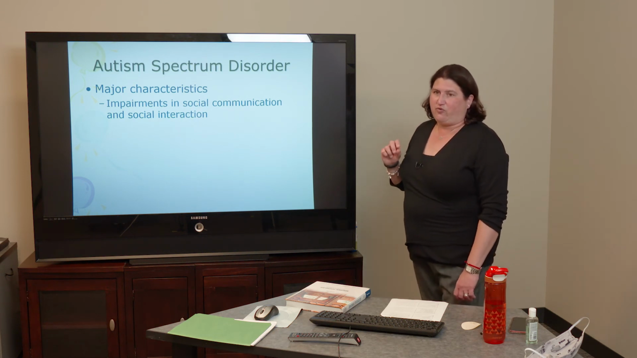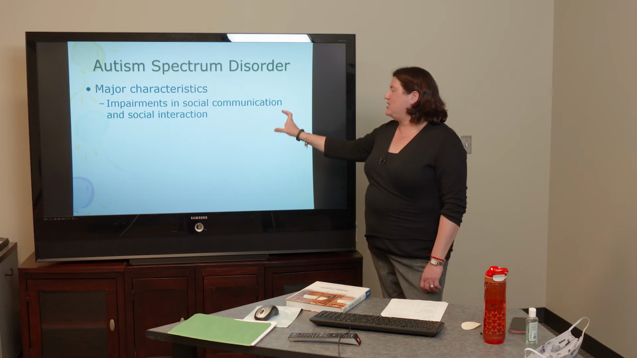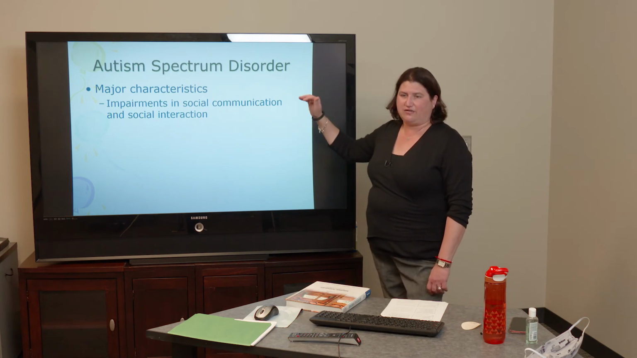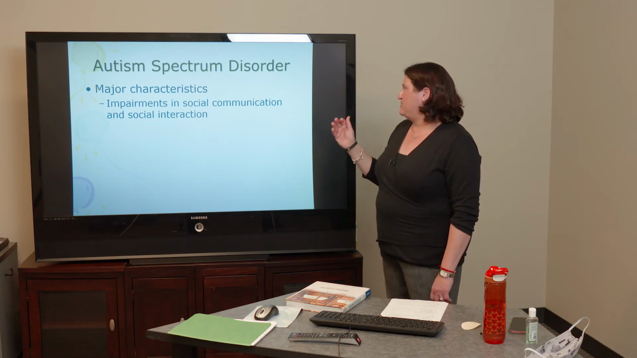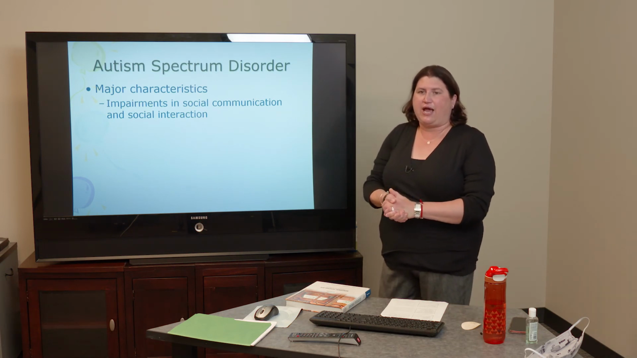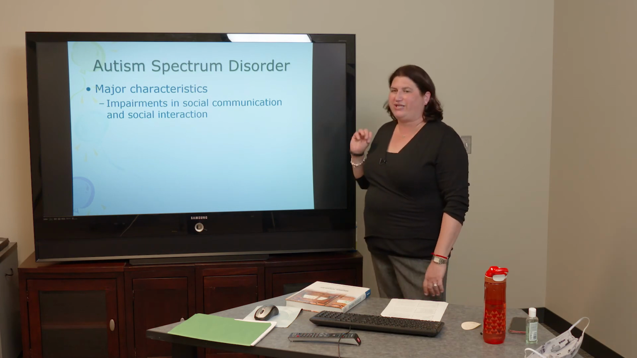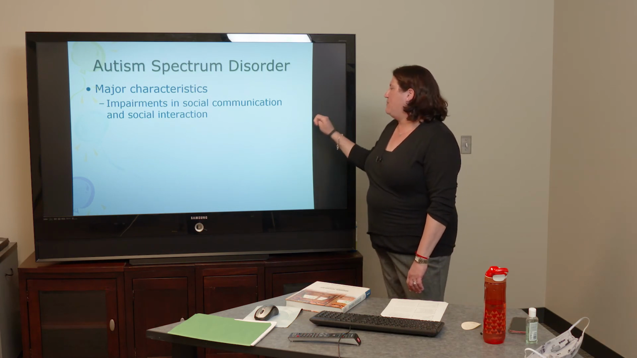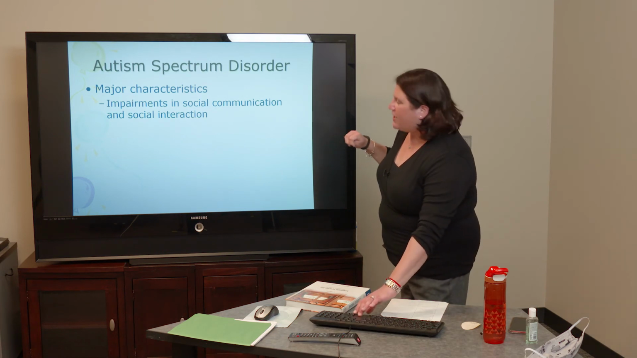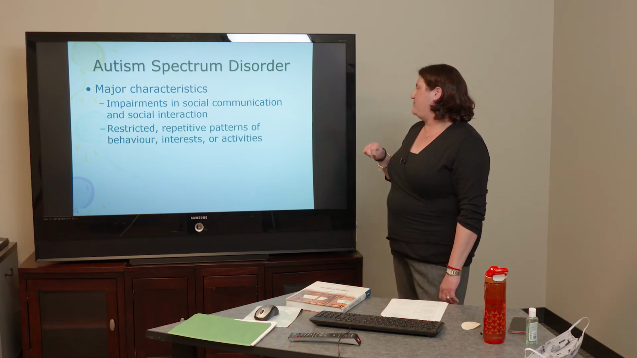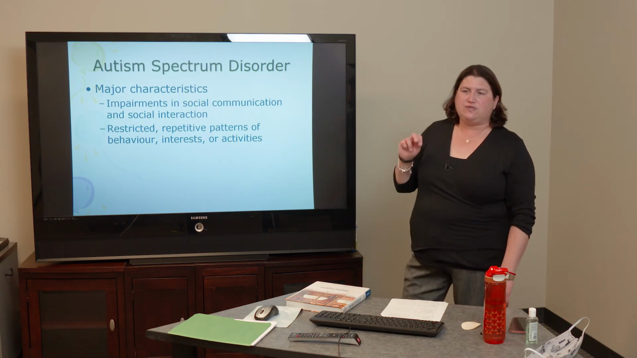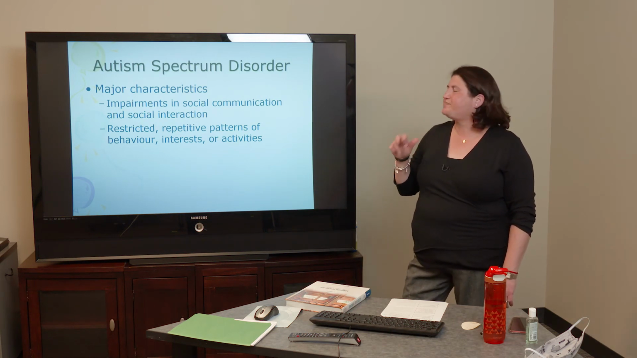In DSM-4-TR, this was split into 2 separate categories. Social communication was one feature, social interaction was the other. Now they've been collapsed into one category, and a child has to show 3 symptoms of impairments in social communication and social interaction. And then restricted, repetitive patterns of behavior, interests, or activities. And a child has to show 2 symptoms in this area.